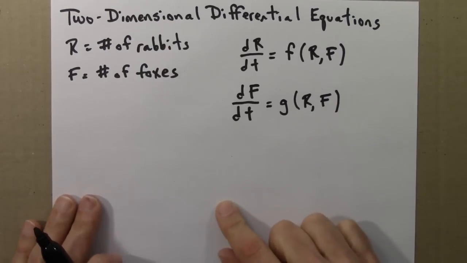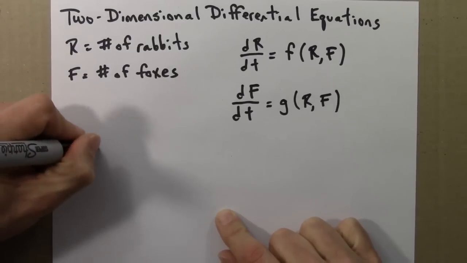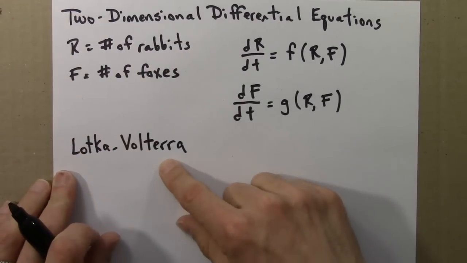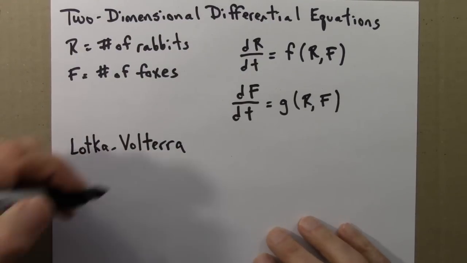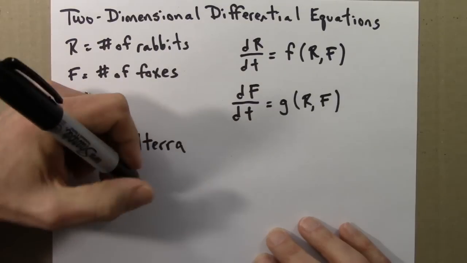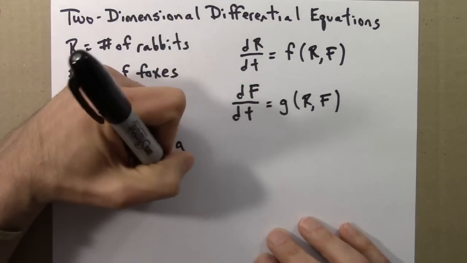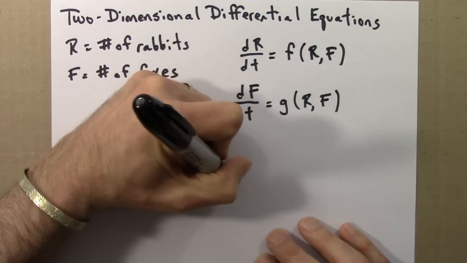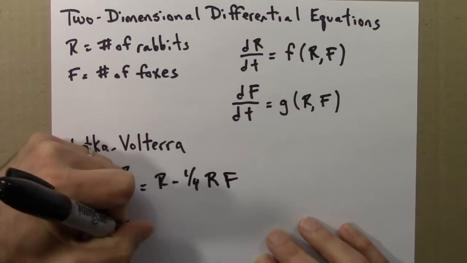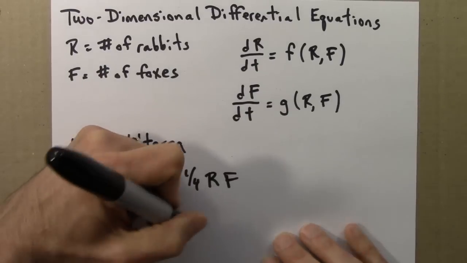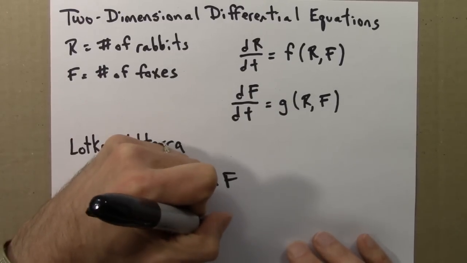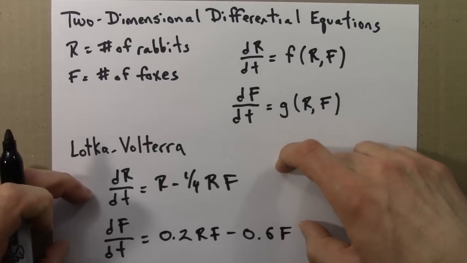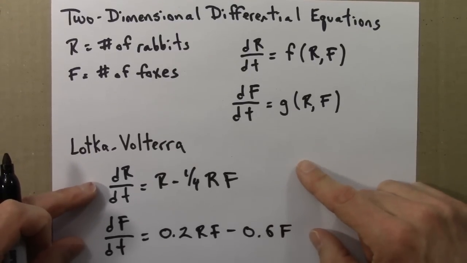Okay, so there are lots of possible examples for this, and I'll do the simplest and one of the most famous, which is called the Lotka-Volterra equation. Introduced, I think, in the 1920s independently by Lotka and Volterra. And here's one example of this. dR/dt is R minus a quarter RF. And the fox growth rate is going to be 0.2 RF minus 0.6 F.